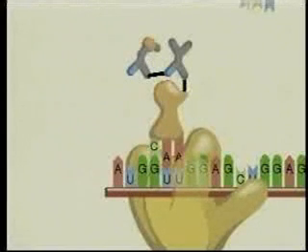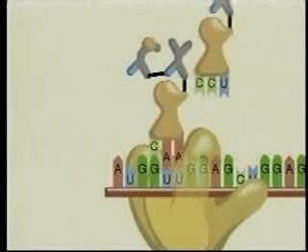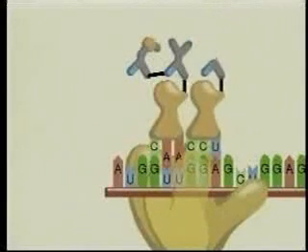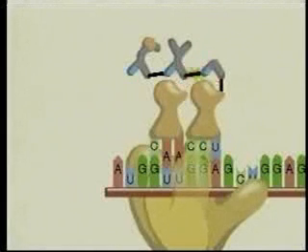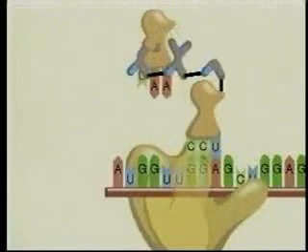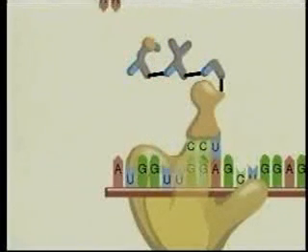This codon is recognized by the anticodon of another tRNA carrying an amino acid. The growing protein chain is transferred to the third amino acid. The second tRNA detaches. The ribosome again moves along the mRNA.